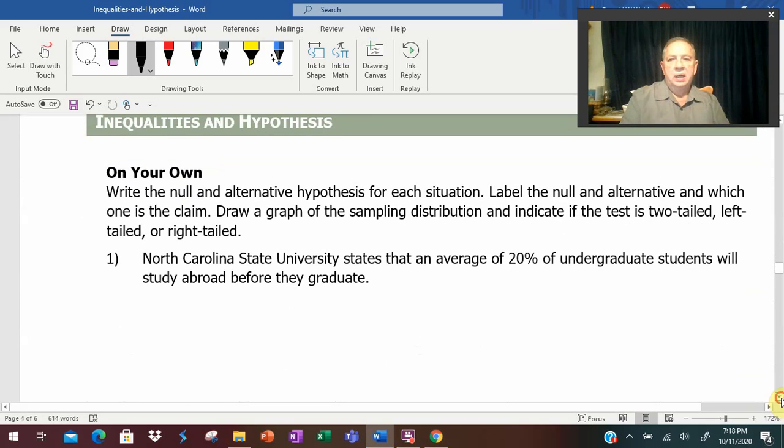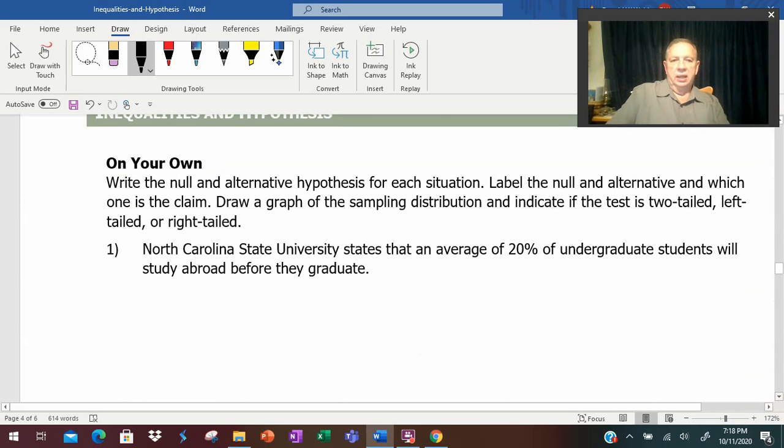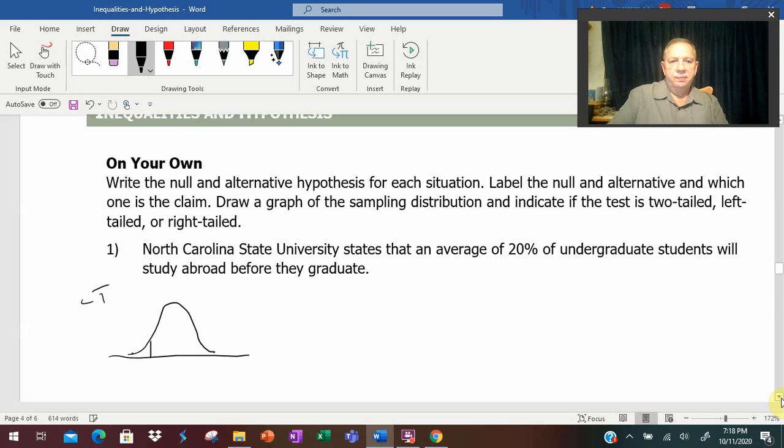Okay. So again, this is what you're doing. You're writing a claim, doing the complement, and assigning H0 and H1. H0 will always go with the equals. And then the HA will tell which way it points: either right-tailed, left-tailed, or two-tailed. And let me show you what each one of them looks like real quick. This is a left-tailed version. This is a right-tailed version. That's what that looks like.